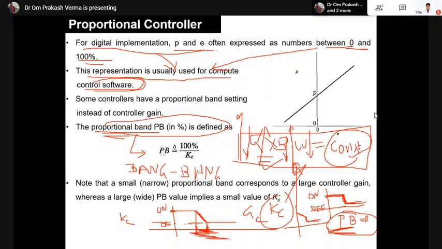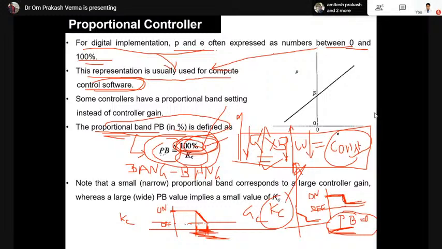If the gain should be very, very high, automatically the proportional band becomes very, very low. And the proportional band is given in terms of 100 by Kc. So the product of the proportional band and Kc is fixed, and it is defined.